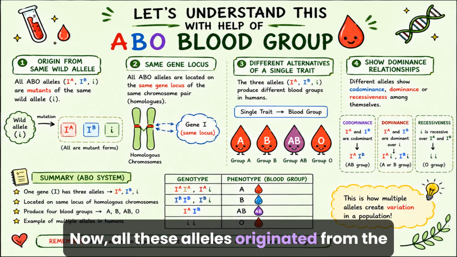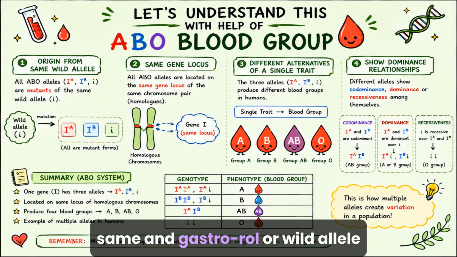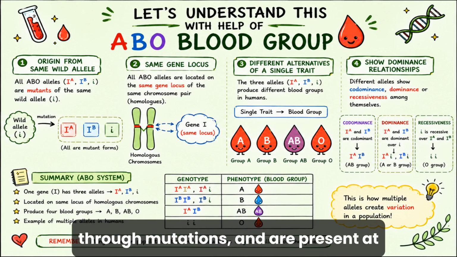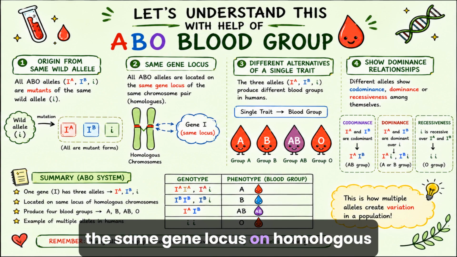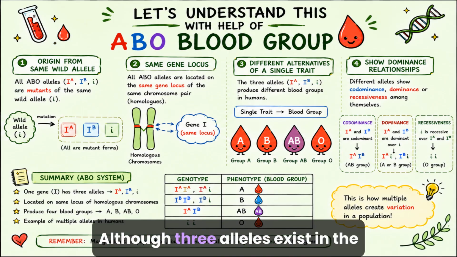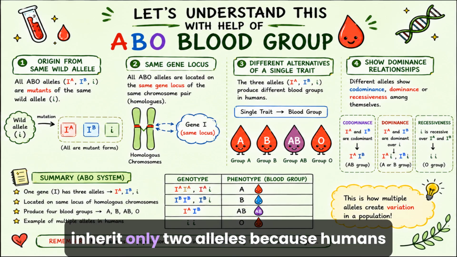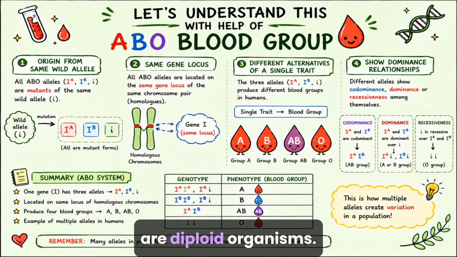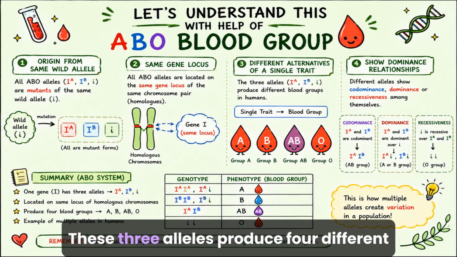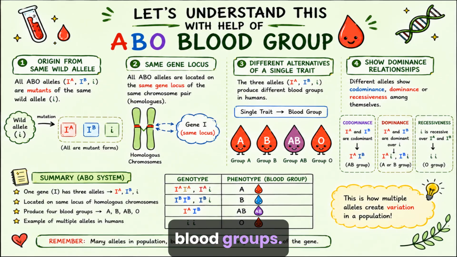Now, all these alleles originated from the same ancestral or wild allele through mutations and are present at the same gene locus on homologous chromosomes. Although three alleles exist in the population, any one individual can inherit only two alleles because humans are diploid organisms. These three alleles produce four different blood groups.